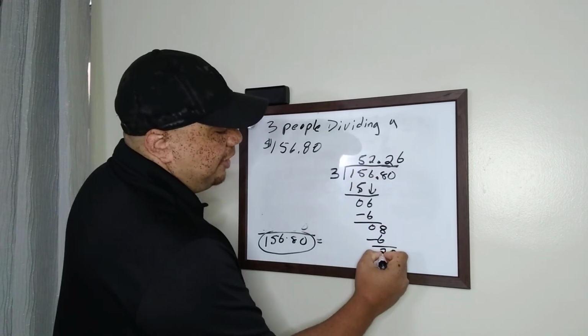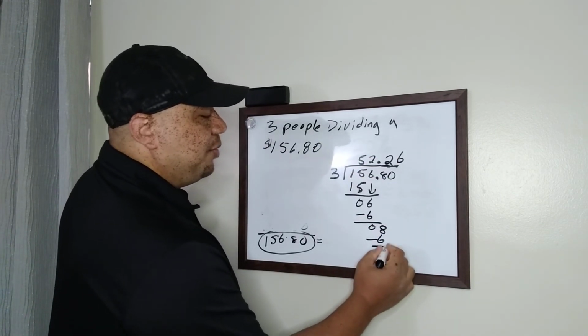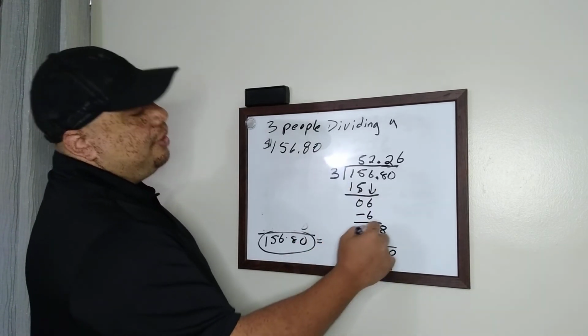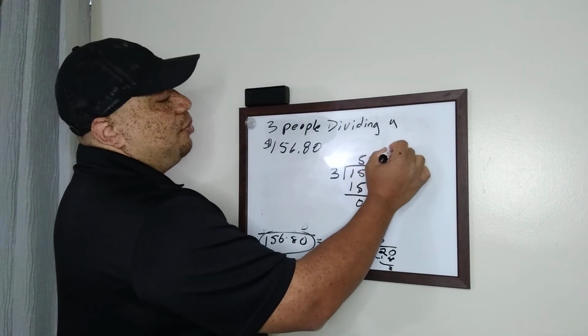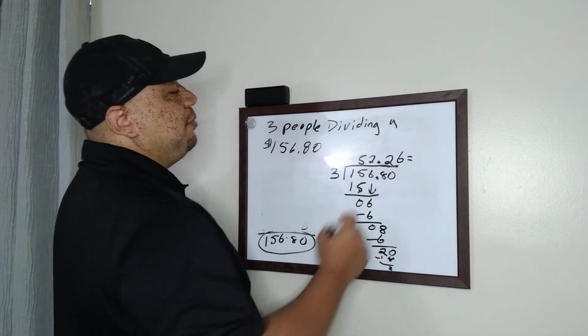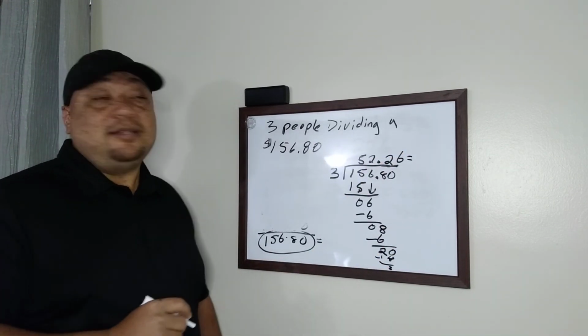3 times 6 is 18. Again, we would have 20 minus 18 is 2, so you already know it's going to be another 6. So let's round this up. We'll round this up to 27. So that's $52.27 each. And that would give us what we all should pay.